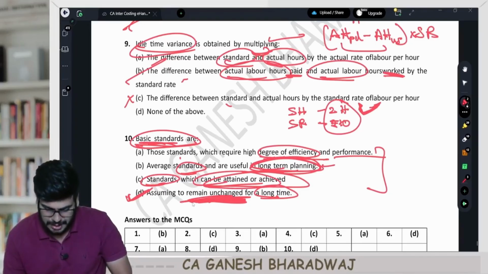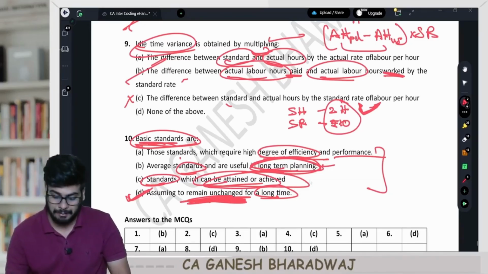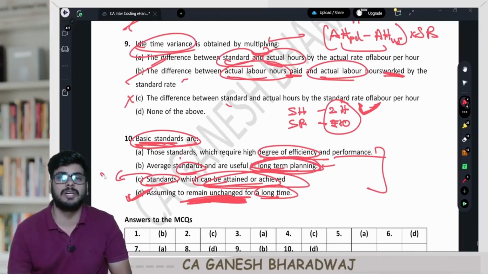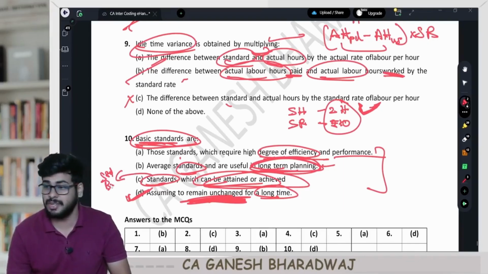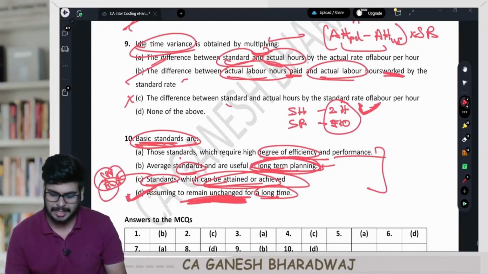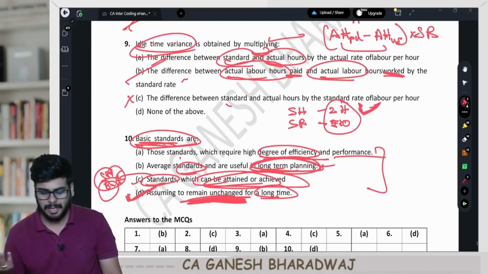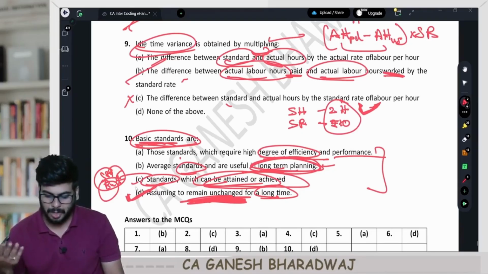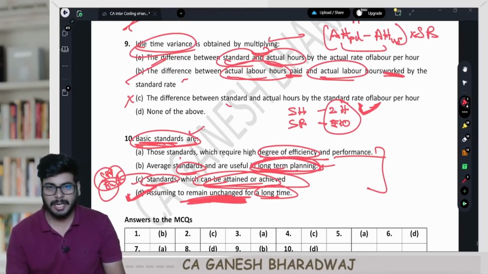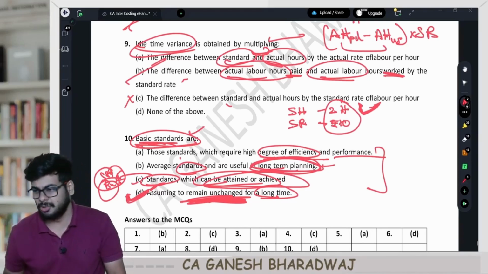But here, if you see, these remain unchanged for a longer period of time, because at times people use the word standard instead of budget also. We saw that, no issue. So here the institute is saying that D is correct, but technically speaking, C is also correct. Standards can be standards which can be attained or achieved, basic standards, right? But anyways, the institute has taken a stand that D is the right answer. So let us also go with it. Clear with this, guys, right?